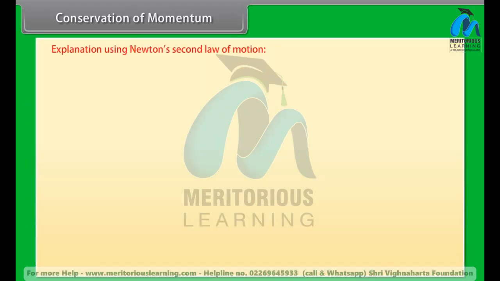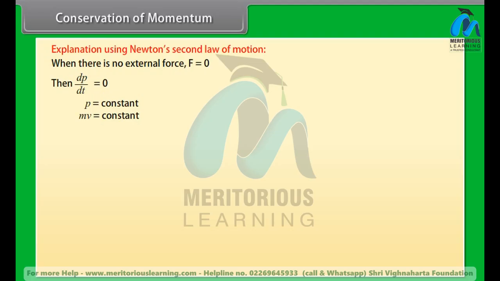Explanation using Newton's second law of motion. When there is no external force, F is equal to 0, then dp by dt is equal to 0. P is equal to constant, mv is equal to constant, m1 v1 is equal to m2 v2.